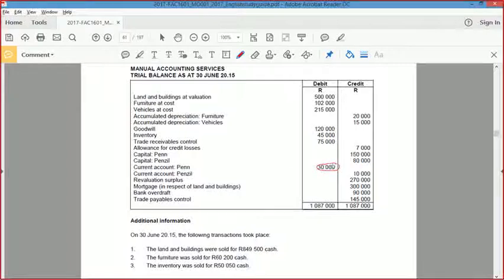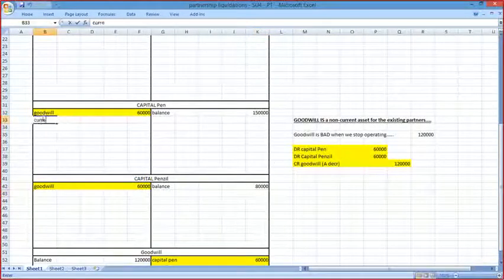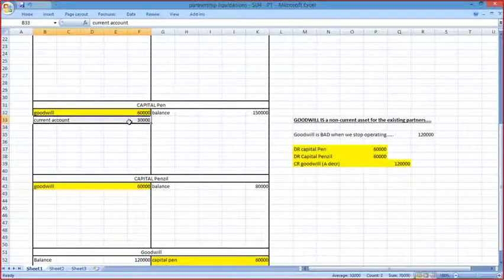So how do I close a current account pen? You will have to debit the capital. You'd have to debit the capital, yes, because I would credit this and then debit the capital. Good. Okay, so if we go to pen, current account, what was the amount? 30,000. Yes. Okay, great. That's the transfer to pen's capital account. You're closing off the current account of pen.